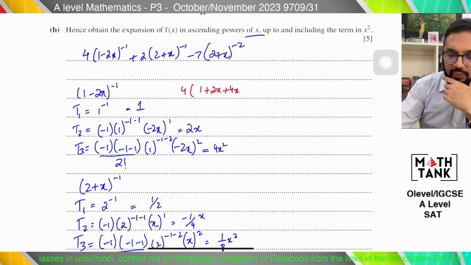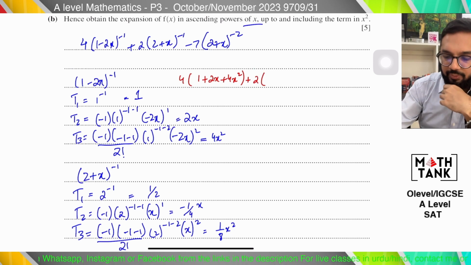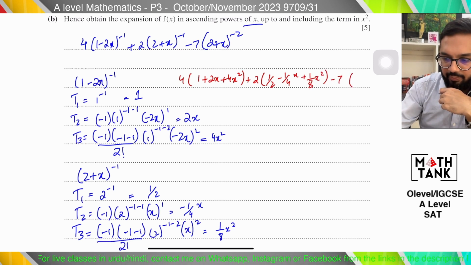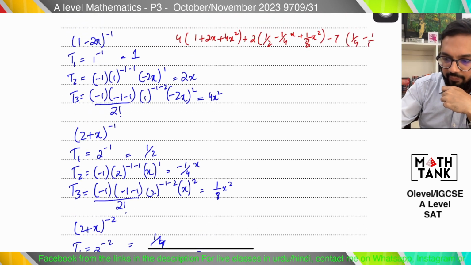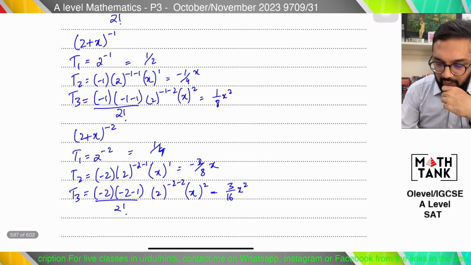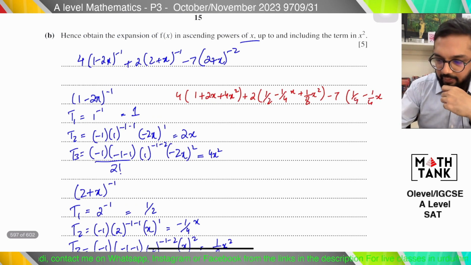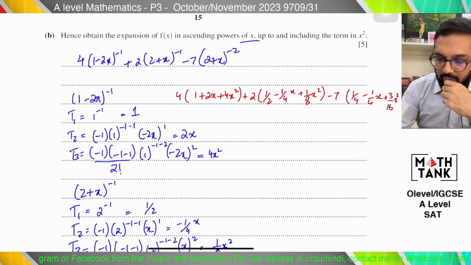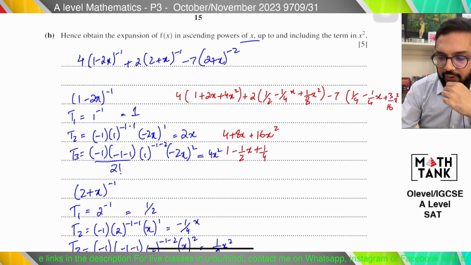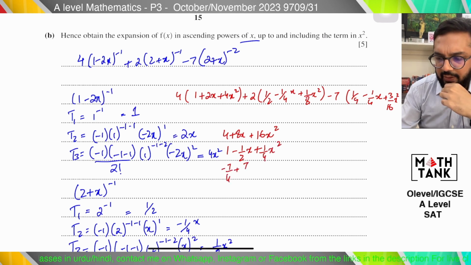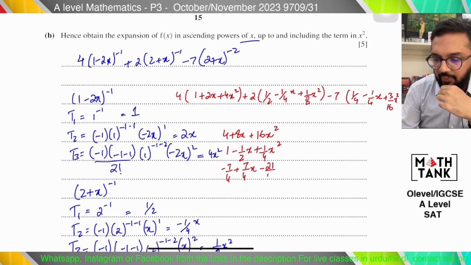1 plus 2x plus 4x squared, plus 2 times half minus 1/4 x plus 1/8 x squared, minus 7 over 4, minus 2 over 8, that's also 1/4, and 3 over 16 x squared. 4 plus 8x plus 16x squared, 2 minus 1 minus half x plus 1/4 x squared, minus 7 over 4 plus 7 over 4x minus 21 over 16x squared.